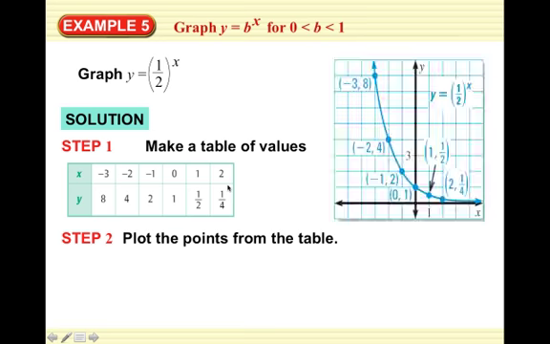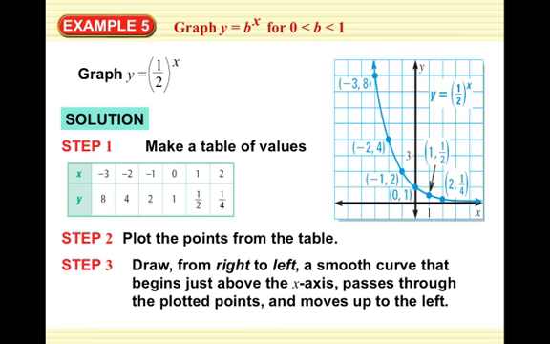So now we're going to plot the points, and then we're going to draw in a smooth curve. Remember, exponential decay is going to fall as we go from left to right. Now, I like to think of this as falling from left to right. The authors like to think of this as rising from right to left. Those are analogous concepts, so whichever way you want to think about it is fine by me.